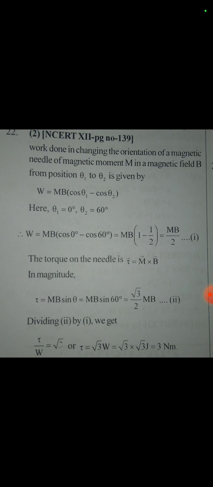Torque of the needle is torque T is equal to M cross B. T is equal to MB sin θ, MB sin 60 degree, which is √3 by 2 MB. Therefore dividing 2 by 1, we get torque is equal to √3 times W.